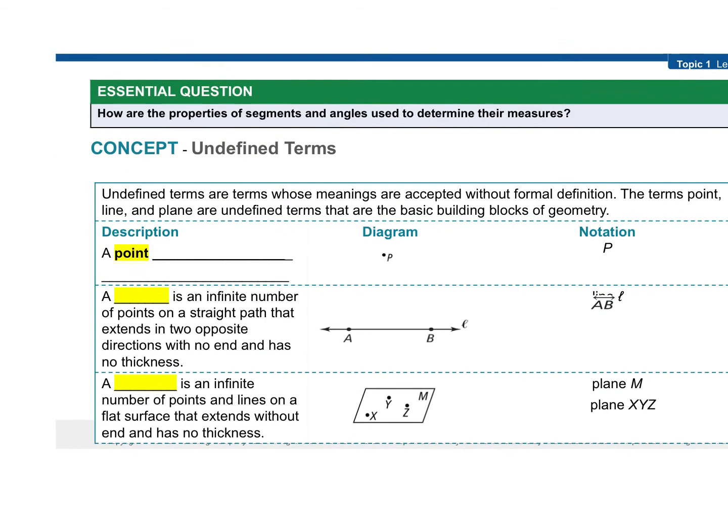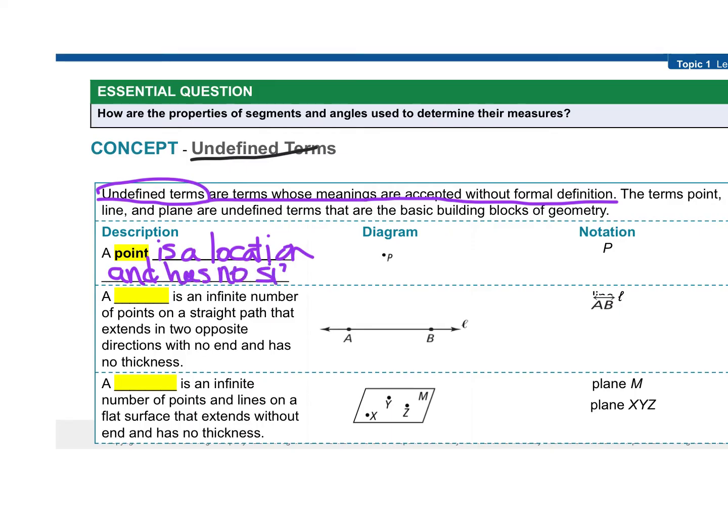How are properties of segments and angles used to determine their measures? So the first thing we need to talk about is undefined terms. Undefined terms are terms whose meanings are accepted without formal definition. For instance, a point. A point is a location and has no size. And that really isn't much of a definition, but we kind of just accept it.